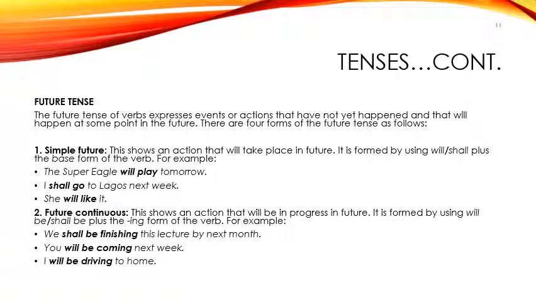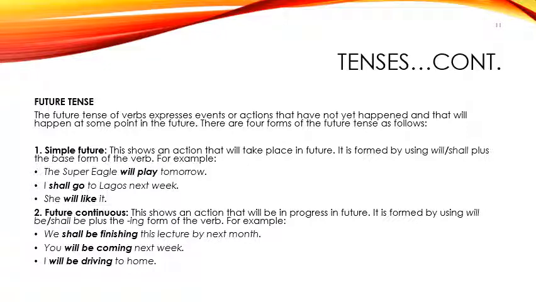The last main division of tense in English is called future tense. This simply corresponds to future time. Future tense is used to express actions that have not yet happened, that will happen in the future at some time. There are four forms of future tense, as we have taken in the present tense and the past tense. The first one is called simple future, which is used to express that an action will take place in the near future. It's formed using will and shall.